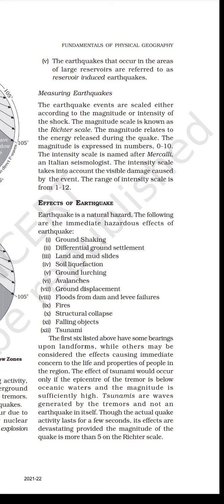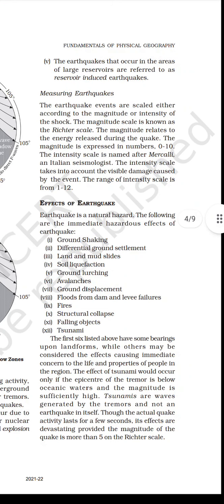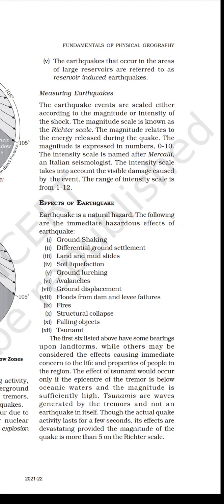Effects of earthquake. Earthquake is a natural hazard. The following are the immediate hazardous effects of earthquake: ground shaking, differential ground settlement, land and mudslides, soil liquefaction, ground lurching, avalanches, ground displacement, floods from dam and levee failures, fires, structural collapse, falling objects, tsunami. The first six listed above have some bearings upon landforms, while others may be considered the effects causing immediate concern to the life and properties of people in the region.